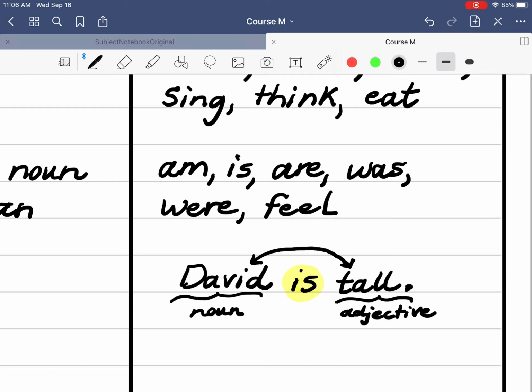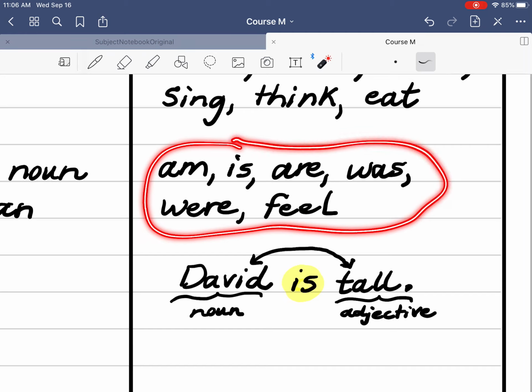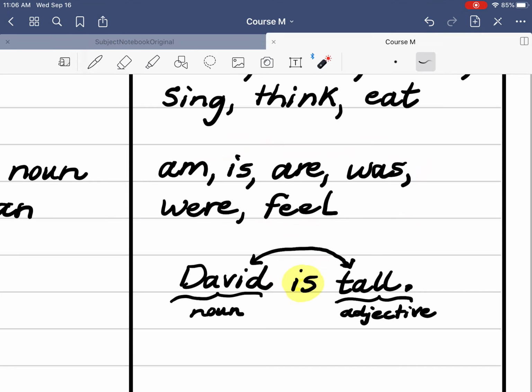This is a very common pattern in the English language. If you have one of these verbs, and there are others, but these are the main ones. If that verb is sitting right there, look for the noun and the adjective that are linked together.